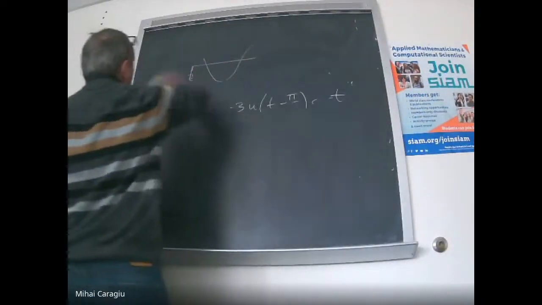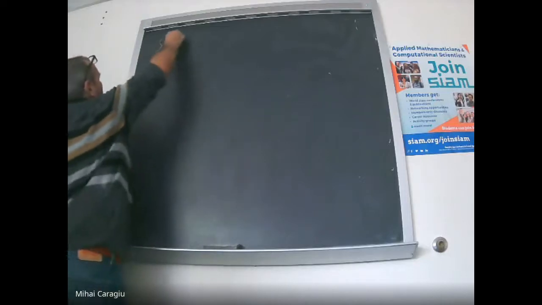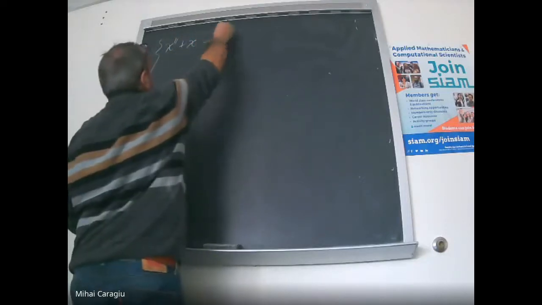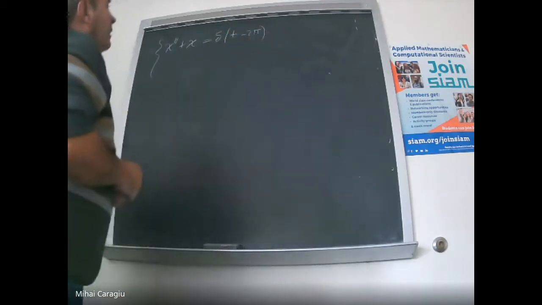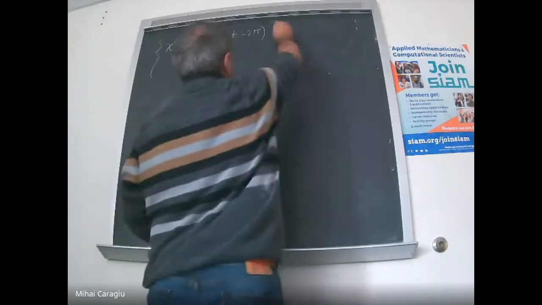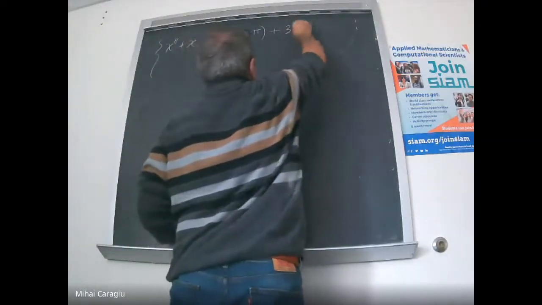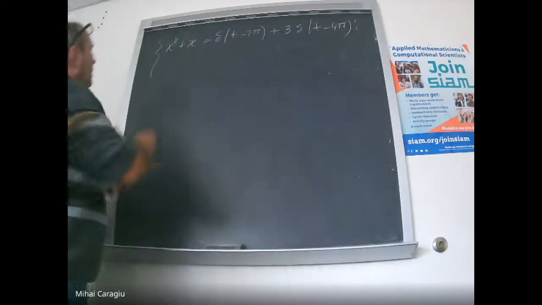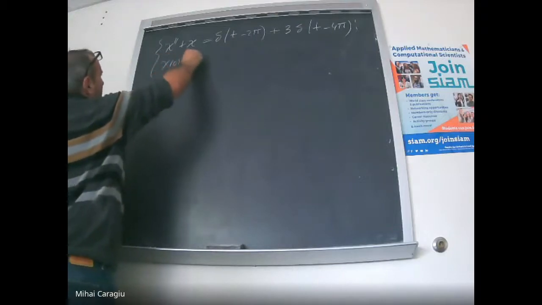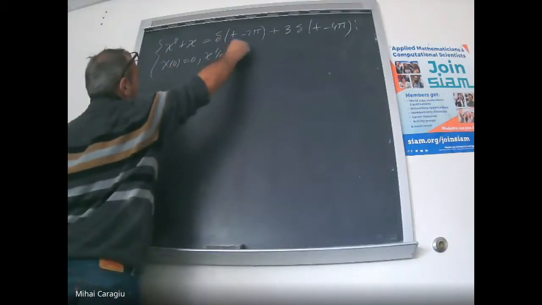Okay, so let's try to discuss other examples in which, let's say, the oscillator receives more than one shock. Let's see another imaginary problem. x double prime plus x equals delta of t minus 2 pi, plus 3 times delta of t minus 4 pi. x of 0 equals 0. x prime of 0 equals 1.